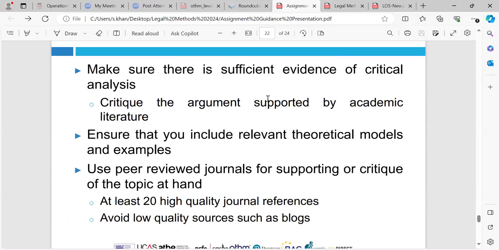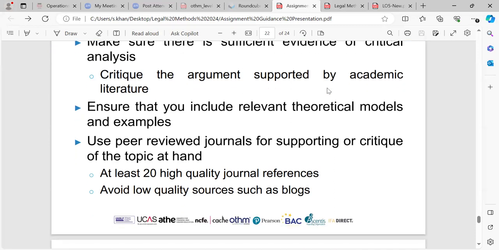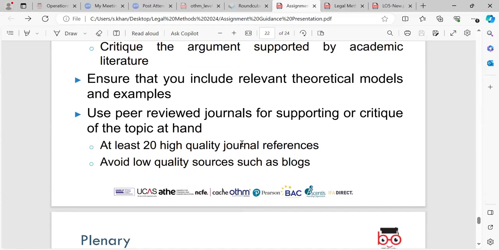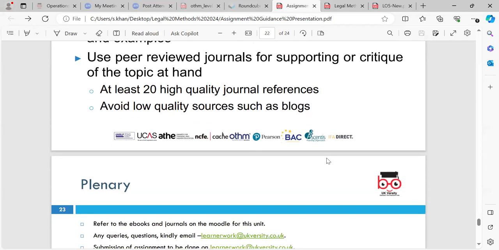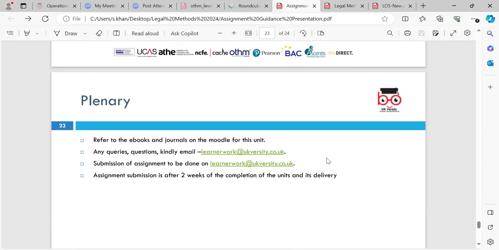For your merit and distinction, make sure there's sufficient evidence of critical analysis. Critique the argument supported by your academic literature and ensure that you include relevant theoretical models and examples. Use peer-reviewed journals for supporting or critique of the topic and at least 20 high-quality references. Avoid low-quality references such as blogs. Make sure you are referencing your work using the Harvard system and referring to articles, ebooks, journals, or Moodle.